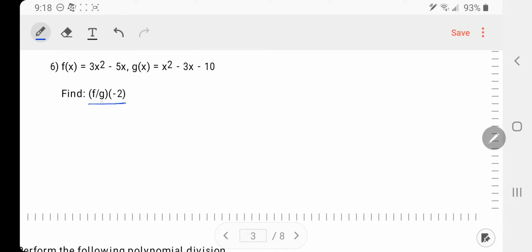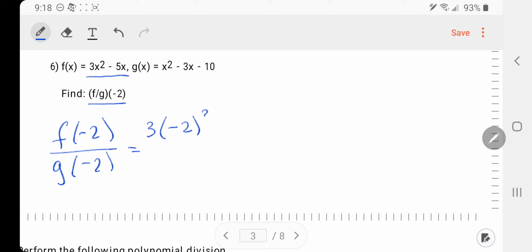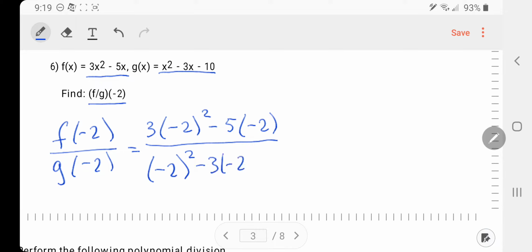Find f divided by g of negative 2. And so what that actually means, it means to find f of negative 2 divided by g of negative 2. And so here is our f of x. We're going to replace every x with negative 2. So that's going to be 3 times negative 2 squared minus 5 times negative 2, all over. Here's our g, plugging in negative 2. Negative 2 squared minus 3 times negative 2 minus 10.